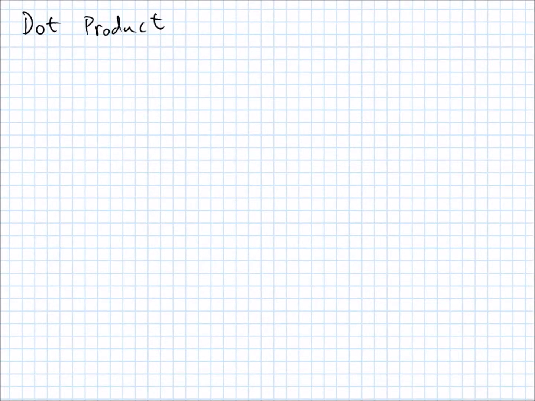So in this video, let's talk about the dot product. This is an operation that is performed on vectors. So we'd have a vector A, for example, dotted with vector B. Kind of a big dot, but this is the dot product.